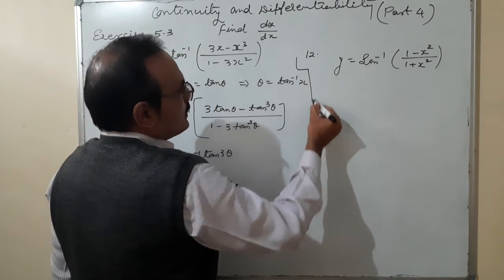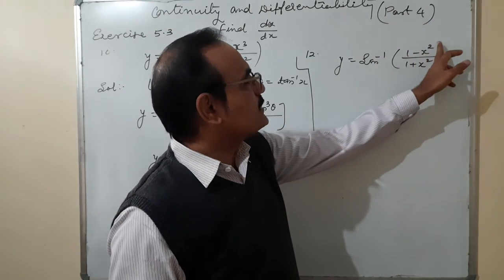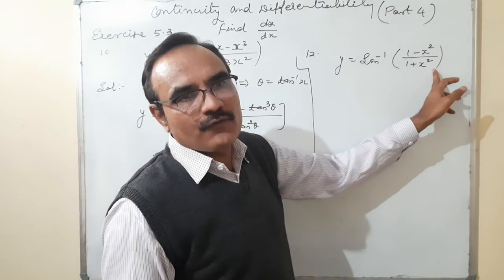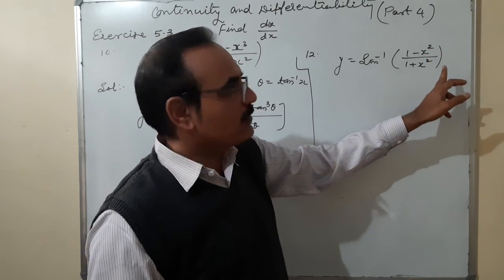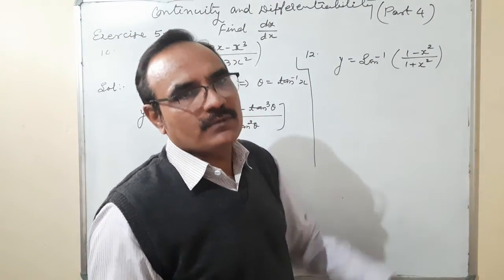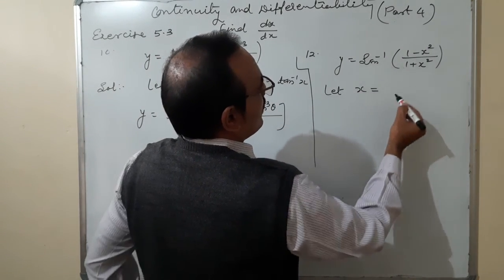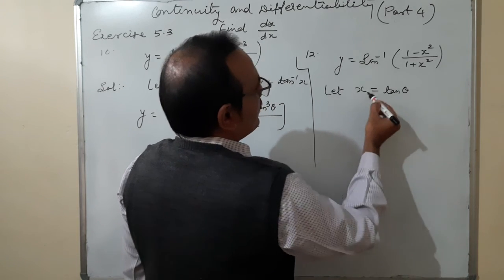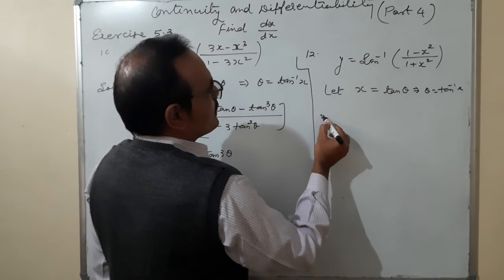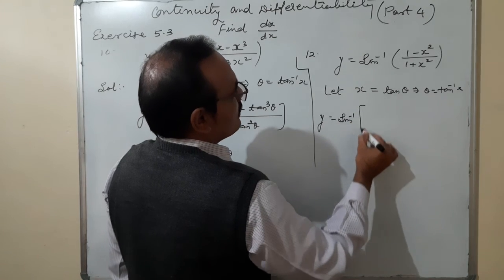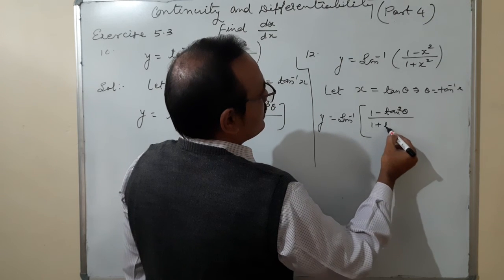But if I write here x is equal to tan theta, then it is coming 1 minus tan square theta upon 1 plus tan square theta, which makes it sec square theta. Tan can be written sine upon cos, it is 1 upon cos. Maybe it is coming in the form of a sine formula. So let us see. Let x is equal to tan theta. This means theta is equal to tan inverse x. Now what happens? Y is equal to sine inverse of 1 minus tan square theta upon 1 plus tan square theta.